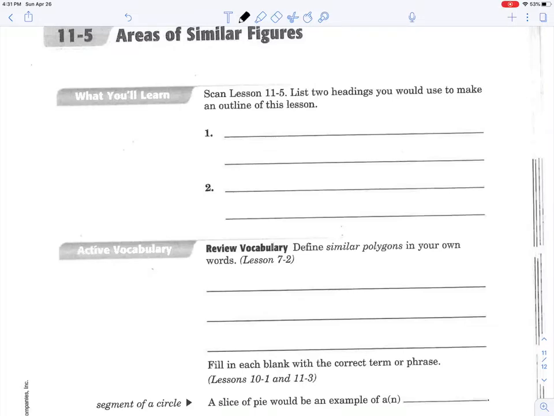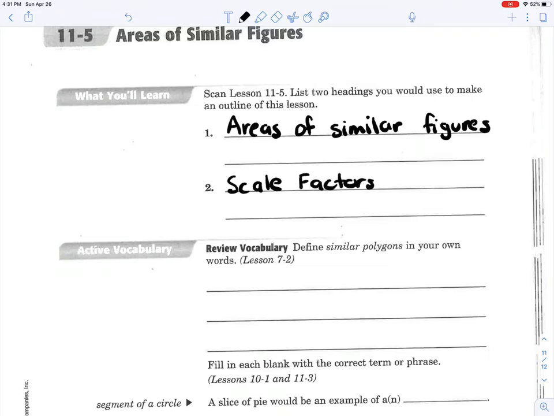This is section 11.5, areas of similar figures. List two headings you would use to make an outline of this lesson. So looking in the book, the first heading I see is areas of similar figures. And the second one I see is scale factors in similar figures.